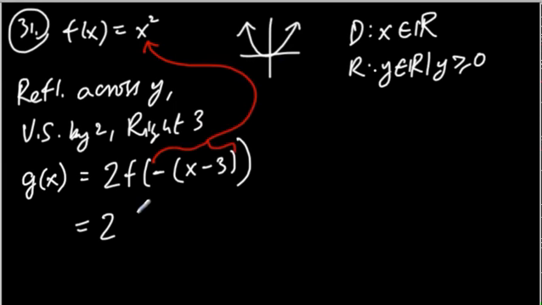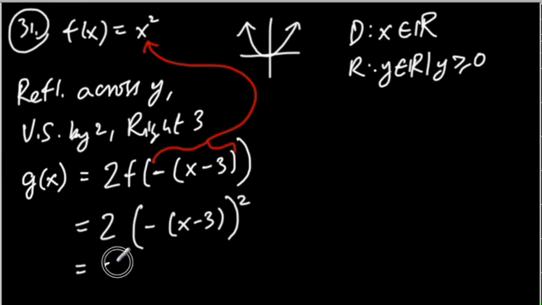So it's 2 negative x minus 3 squared. And as we basically said, these are already in brackets, and if you square that negative, it'll become positive. So it's 2 x minus 3 squared. Now it doesn't really matter. The reason why it doesn't matter is because when you reflect your basic function, your x squared, across the y, it looks exactly the same. So that's why these two will be the same.